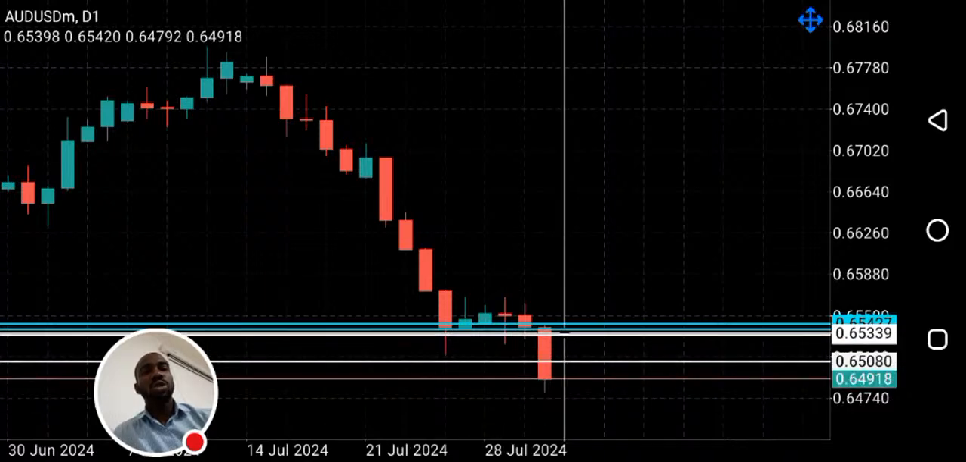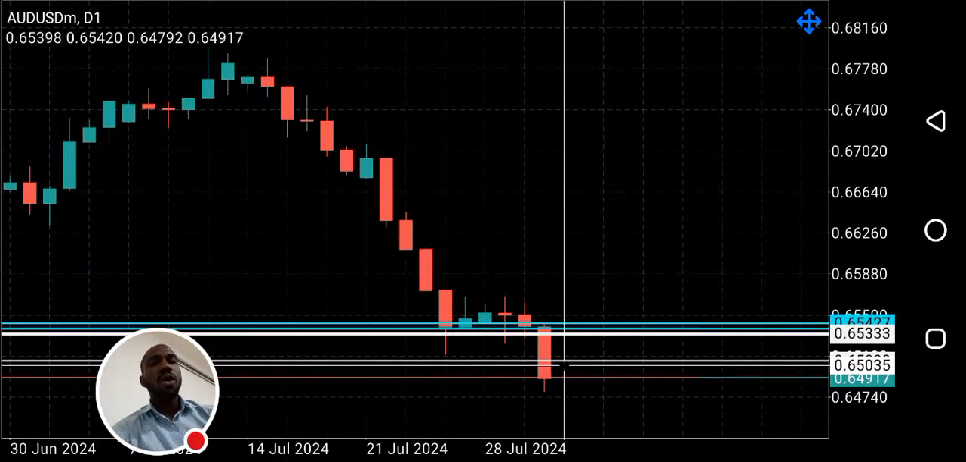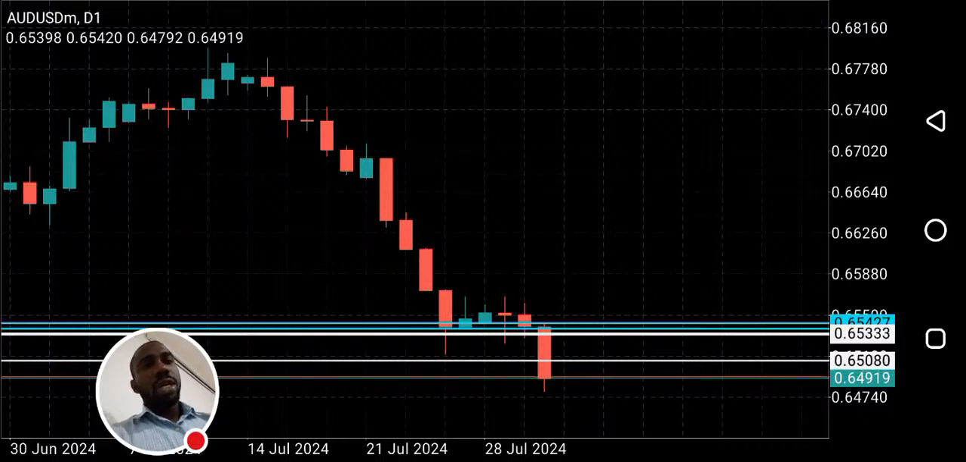So what should we look out for? We should wait for a bullish reversal pattern to form on 4 hour or 1 hour time frame before we go bullish. Are you with me? Wait for a bullish reversal pattern to form on 4 hour time frame before you go bullish. That's my take on Australian dollar USD. I am bullish on Australian dollar USD for today's market. I hope that is clear.